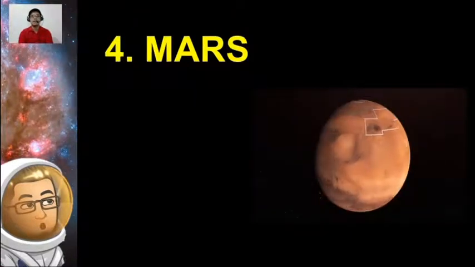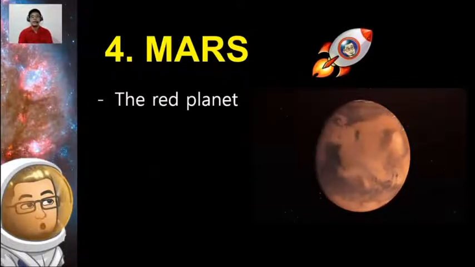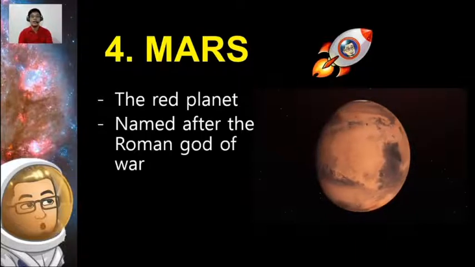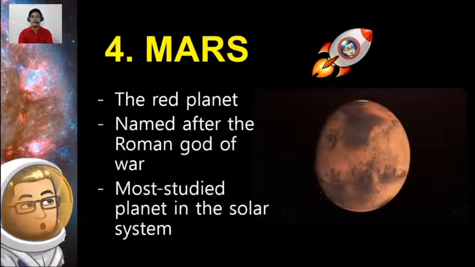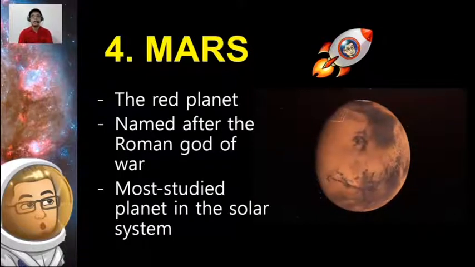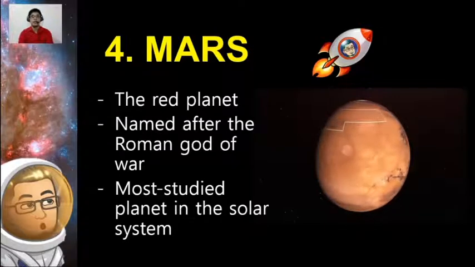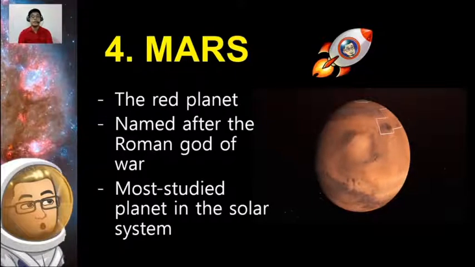Next is Mars. This is the last terrestrial planet, wherein this is also known as the red planet because of its color, and it is named after the Roman god of war. And it is the most studied planet in the solar system aside from the planet Earth, given the fact that Mars was suspected to have hydrogen or water on its surface.